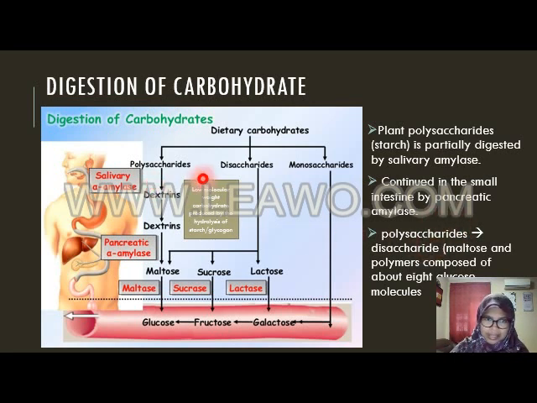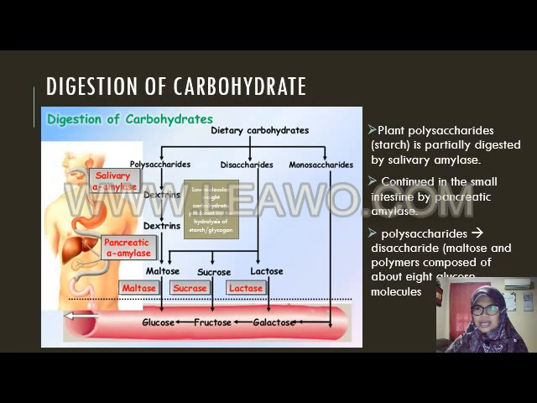So these polysaccharide chains will be broken down into disaccharides, which include maltose, and also polymers composed of about 8 glucose molecules, and further in the small intestine, they will be broken down into the simplest form of carbohydrate, which is glucose, by the maltase enzyme. Sucrose will be broken down into glucose and fructose by the sucrase enzyme, and lactose will be broken down into glucose and galactose by the lactase enzyme. This takes place at the small intestine with the presence of these enzymes. So the end products of carbohydrate digestion are glucose, fructose, and galactose.